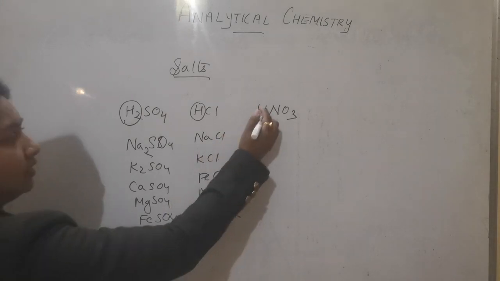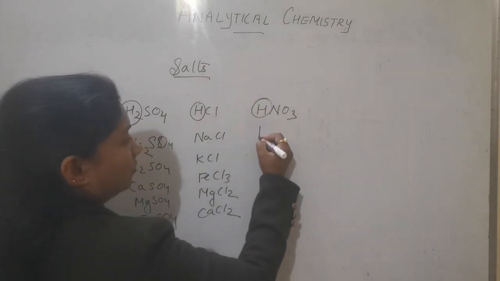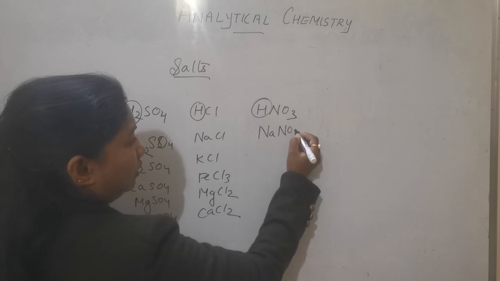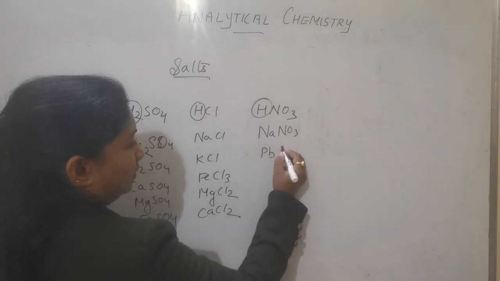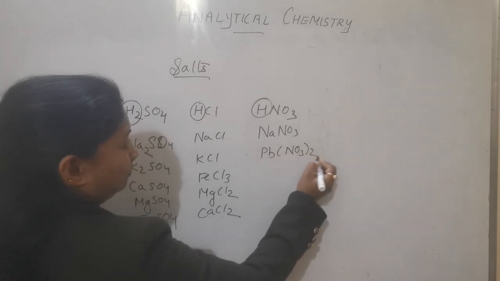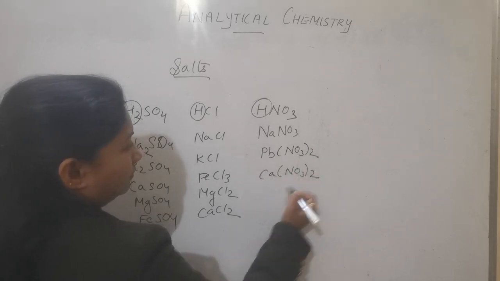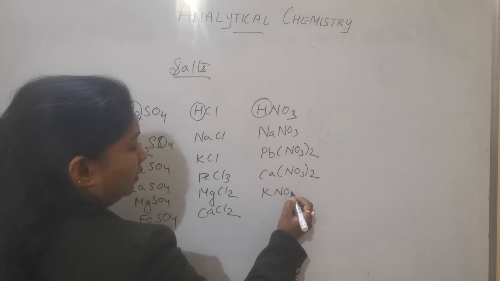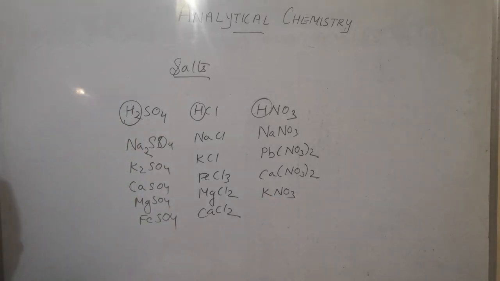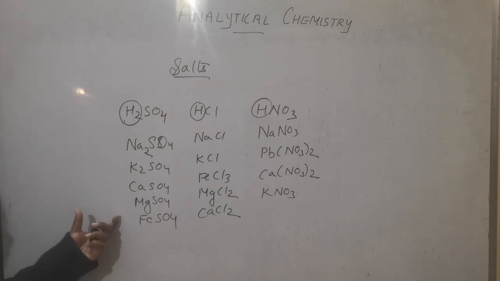And this is nitric acid. We'll replace this hydrogen and form a salt like NaNO3, lead nitrate, calcium nitrate, KNO3. So these are the salts, and we want to detect the presence of these salts in the given sample.